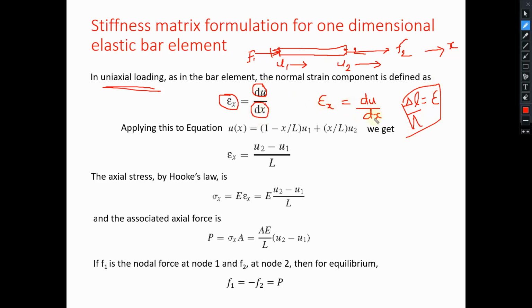So epsilon x is du by dx, and we already know the displacement u at x, by making use of shape functions N1 and N2, we have derived this equation. അപ്പോൾ കഴിഞ്ഞ ക്ലാസ്സിൽ നമ്മൾ കണ്ടിരുന്നു എങ്ങനെയാണ് നമുക്ക് ഈ ഒരു ഇക്വേഷൻ കിട്ടുക എന്നുള്ളത്. u of x is equal to 1 minus x by L into u1 plus x by L into u2. So this is the equation for the displacement function u of x.